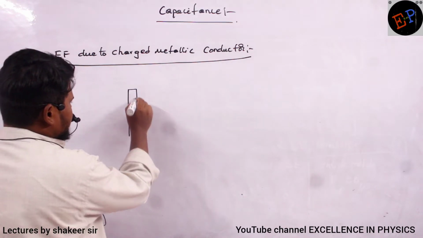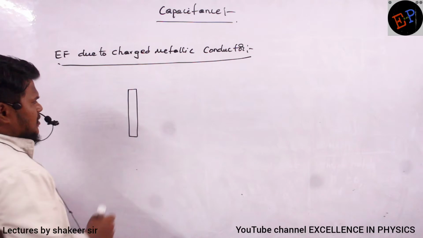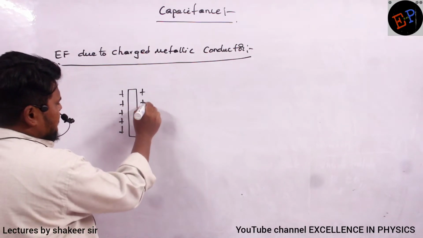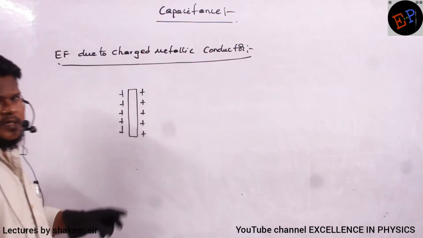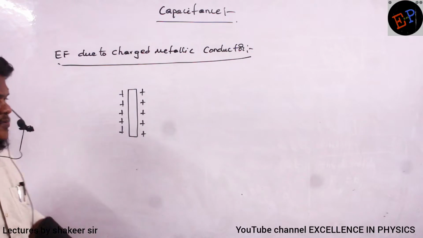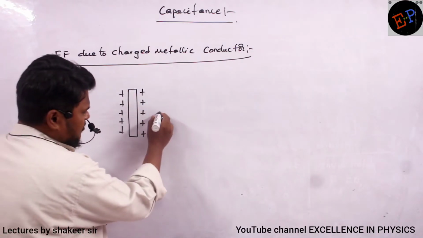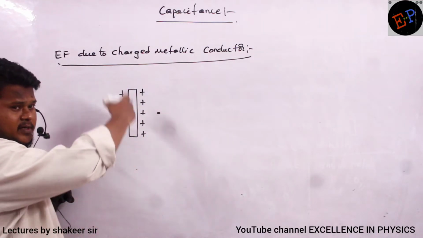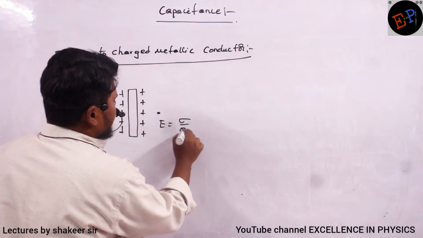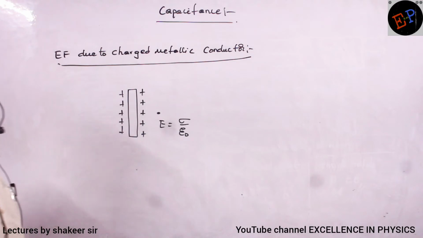For example, if this is a conductor and you give charges to it, charges will reside on both surfaces of the conductor. Charges will be present on the right side also, and on the left side also. So anywhere, if you want to calculate the electric field for an infinite conductor, how much will it be? It is sigma divided by epsilon naught. This is what we have studied, no?